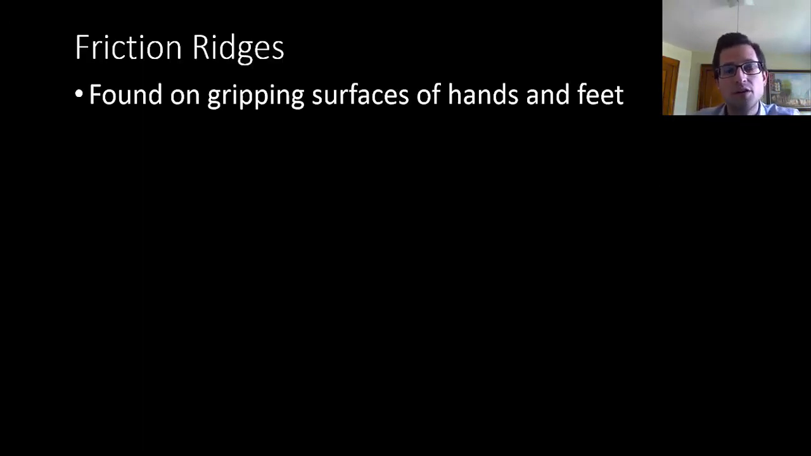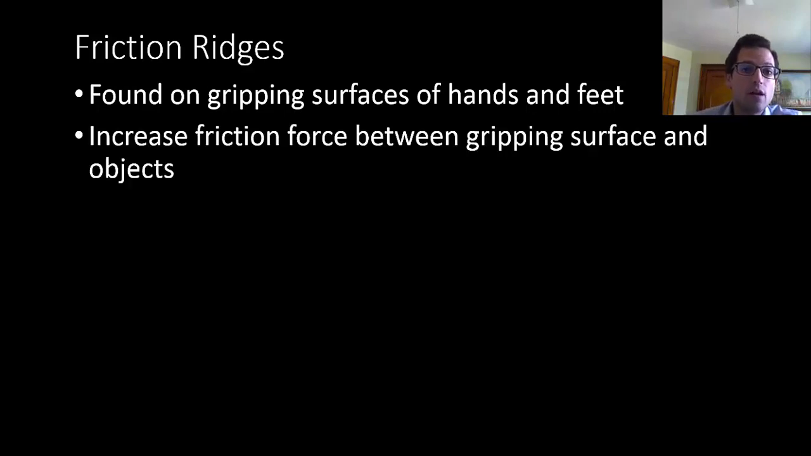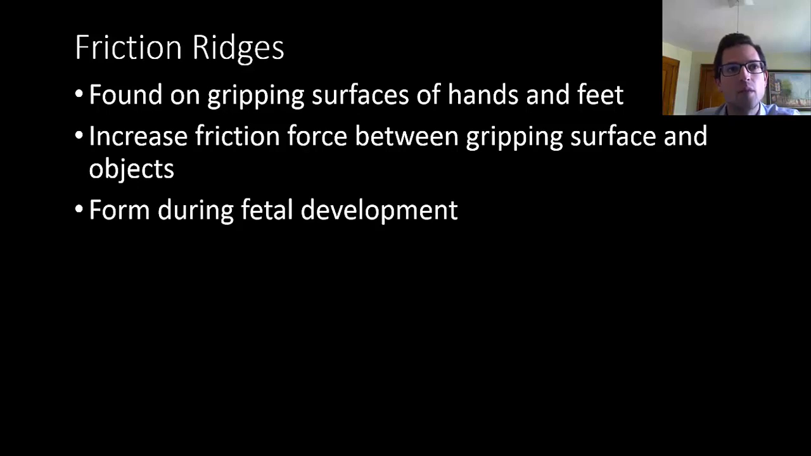So these friction ridges are found on gripping surfaces of the hands and the feet. So you do have friction ridges on both your hands and your feet. The friction ridges are not only on your fingertips, but they're also on your palms and on your feet as well, any surface that's used for gripping. And the idea of these, their function in the human being, is to increase the friction force between the gripping surface and the objects. It makes it easier to hold things and to not slip.